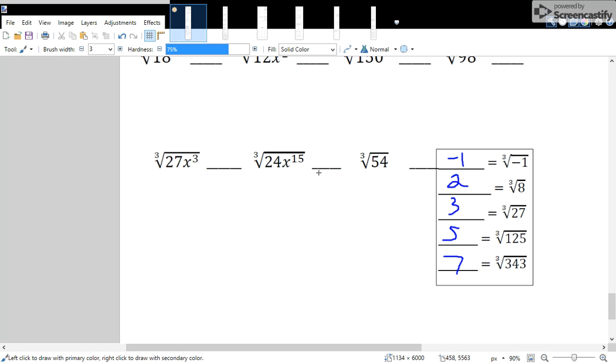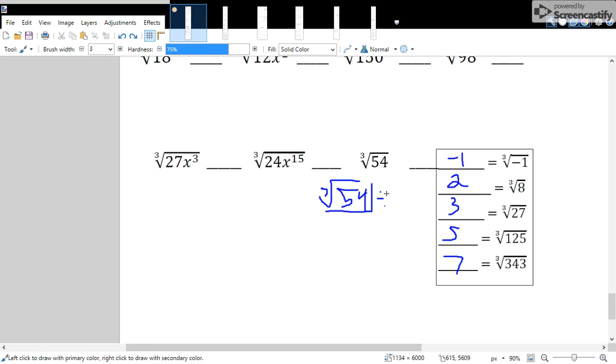So let's look at one of these. Let's look at the cube root of 54. First you want to try to take out each of these perfect cubes. There's no negative, so we can't take that one. Let's see, can we take out 8? 54 divided by 8 is a decimal, so no, we cannot take out 8 either.